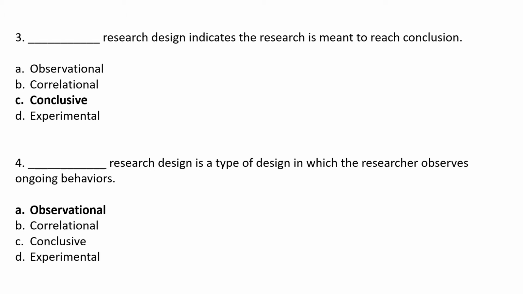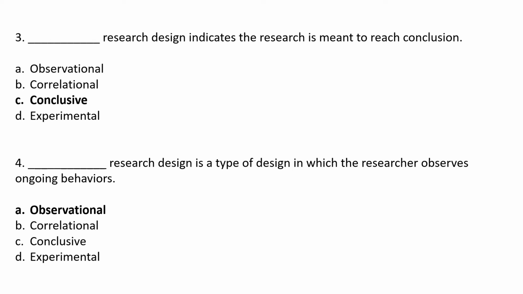Dash research design indicates the research is meant to reach conclusive. Option A, observational. Option B, correlational. Option C, conclusive. Option D, experimental. The correct answer is option C, conclusive.